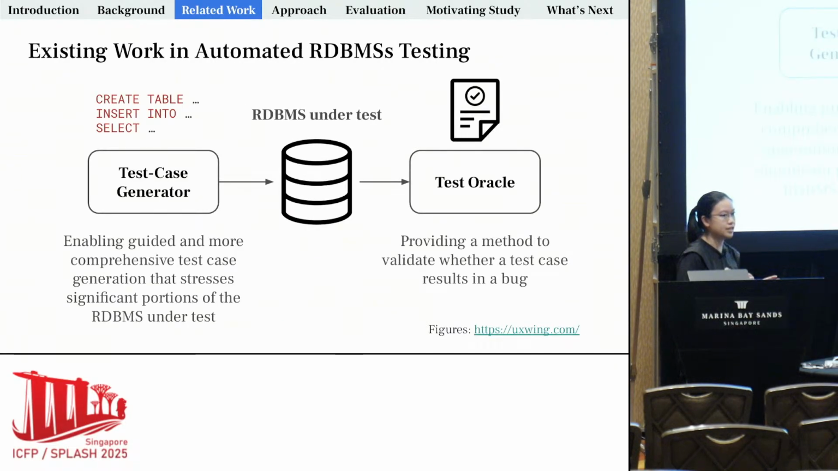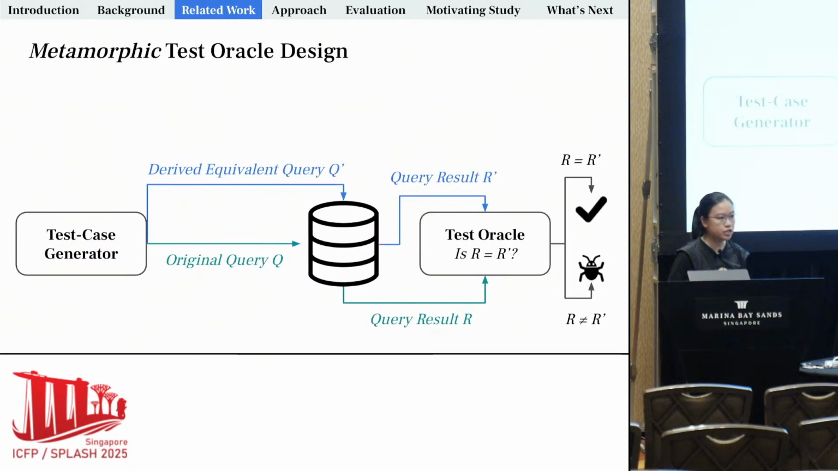This is also known as the test oracle problem, which falls into the realm of automated database systems testing. Here, we have a test case generator, which generates test cases that get evaluated by the database system, and the test oracle takes as input this query result and validates the correctness of it. There have been various approaches to designing test oracles, one of which is metamorphic test oracle.